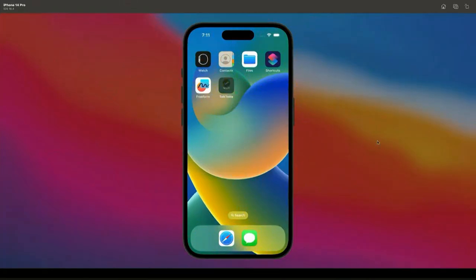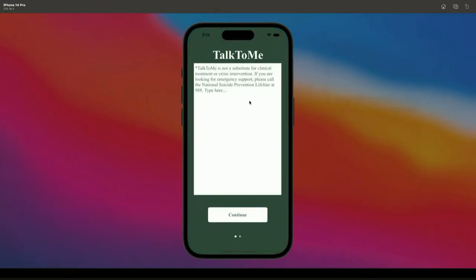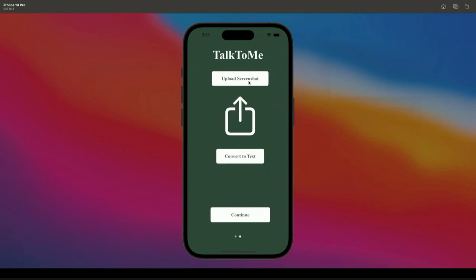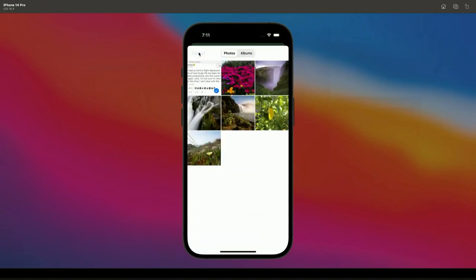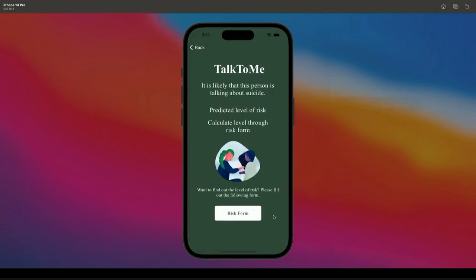So the final product is an app, and here's a quick demo of it. This is the application itself, and it's called TalkToMe. In the first screen, you see a quick little disclaimer and also a text box. The user can first off input whatever text they want directly into this text box. Or if they want to, they can also upload a screenshot. For example, you can upload a screenshot of a tweet, and then you can press this convert to text button, and it'll convert it to text. And then you press continue, and this is where the machine learning algorithm is working.